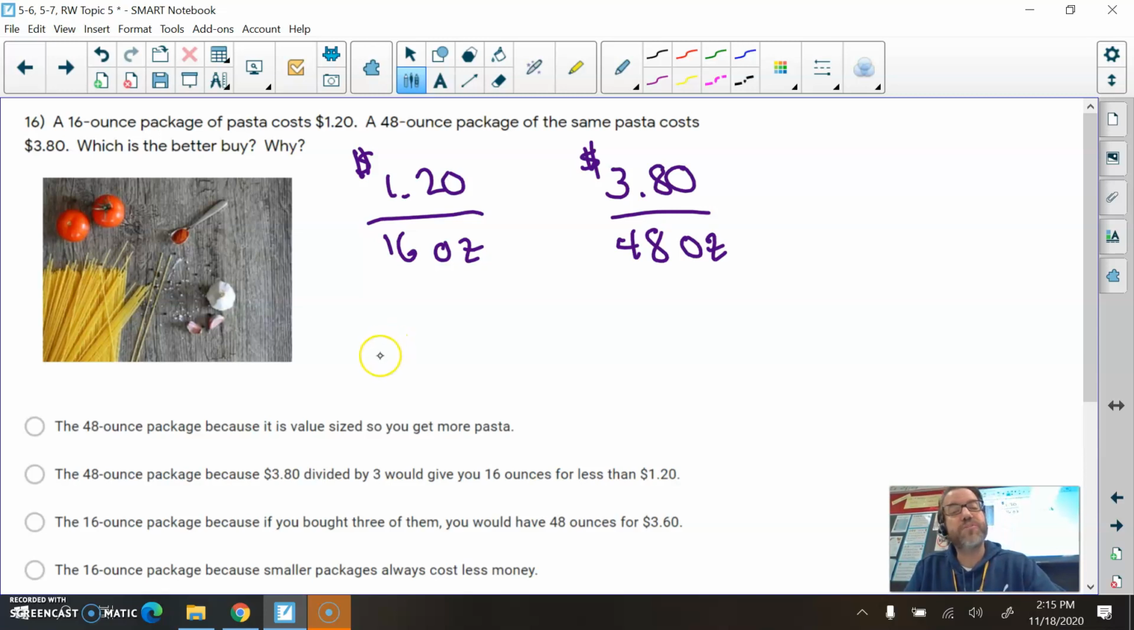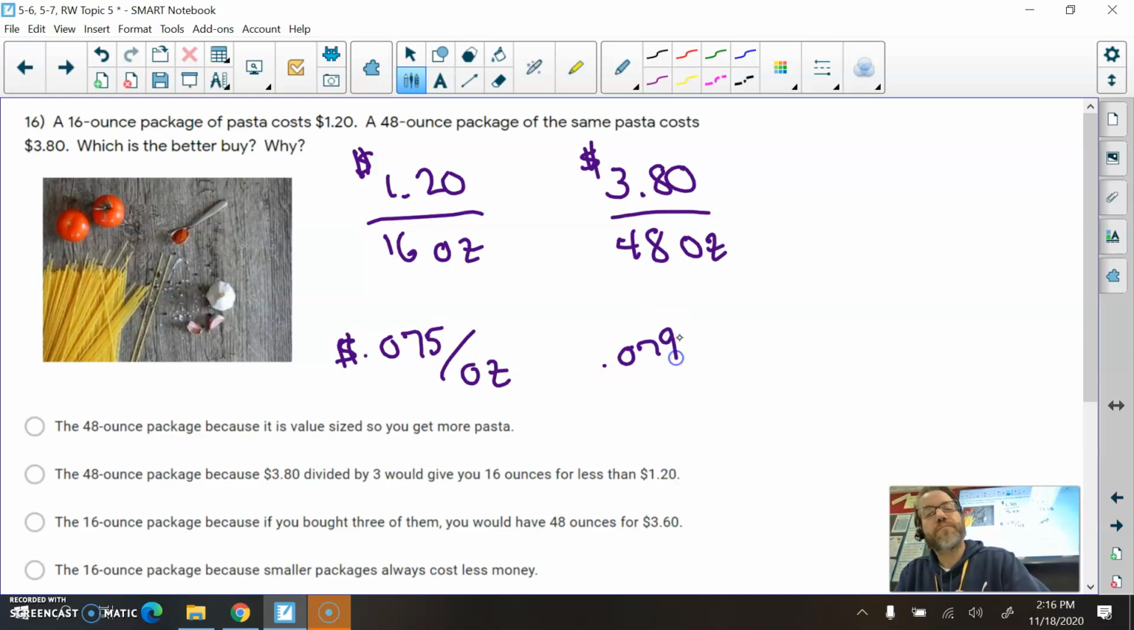This comes out to 0.075 per ounce. What that means, since this is money, is if you move over 2 spaces, you'd get 7.5 cents per ounce. It's 7.5 cents per ounce. If I do that on the other one and take 380 and divide by 48, because you get 48 ounces there, that comes out to 0.07916, the 6 repeats, per ounce.